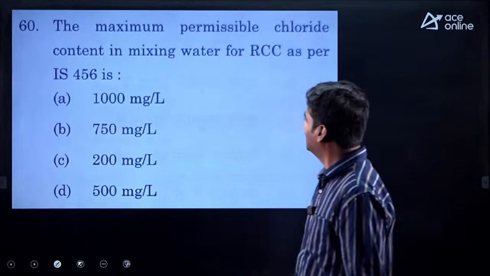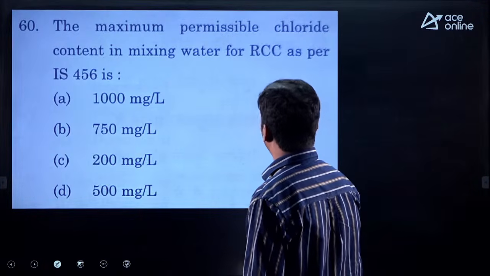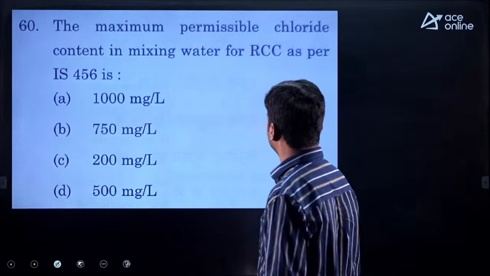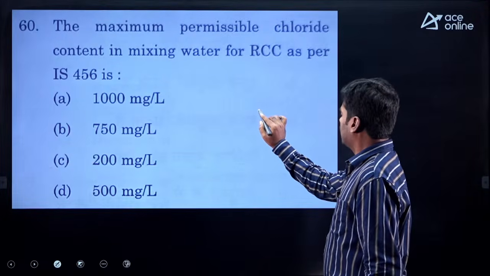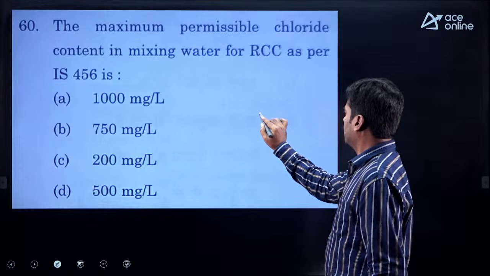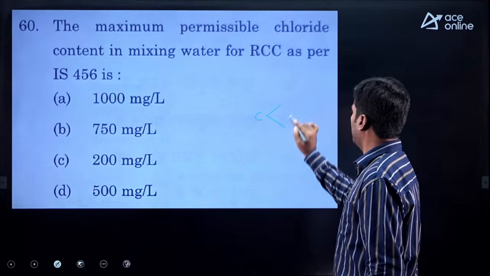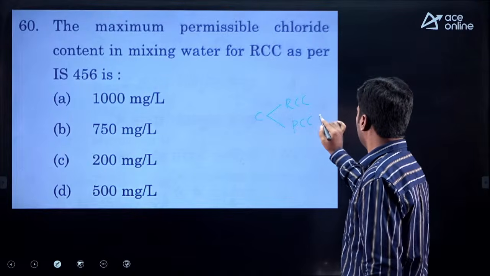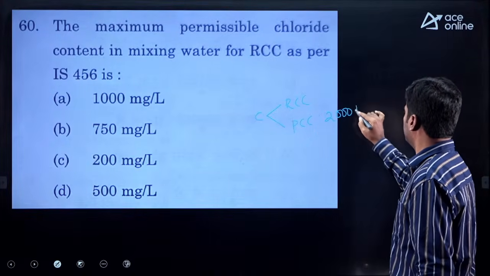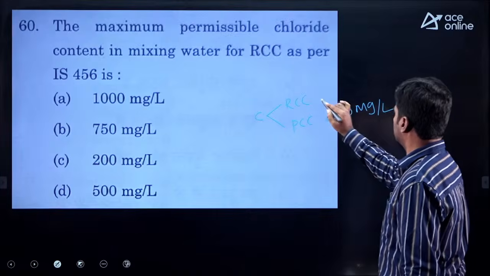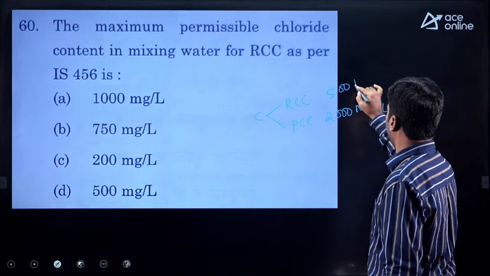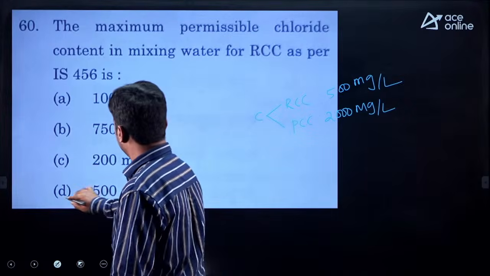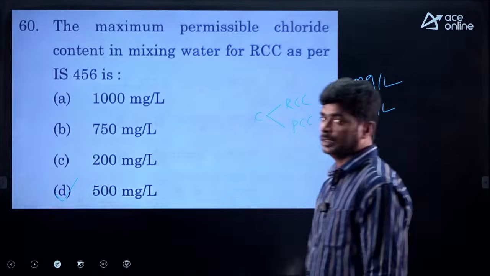Okay, next question. The maximum permissible chloride content in mixing water for RCC as per IS 456-2000. According to IS 456-2000, the chloride content has 2 values, one for RCC and another for PCC. For PCC, it is 2000 mg per liter, permitted up to 2000, but for RCC permitted up to 500 mg per liter. Here option given 500 mg per liter, option D is correct. Okay. Next question.